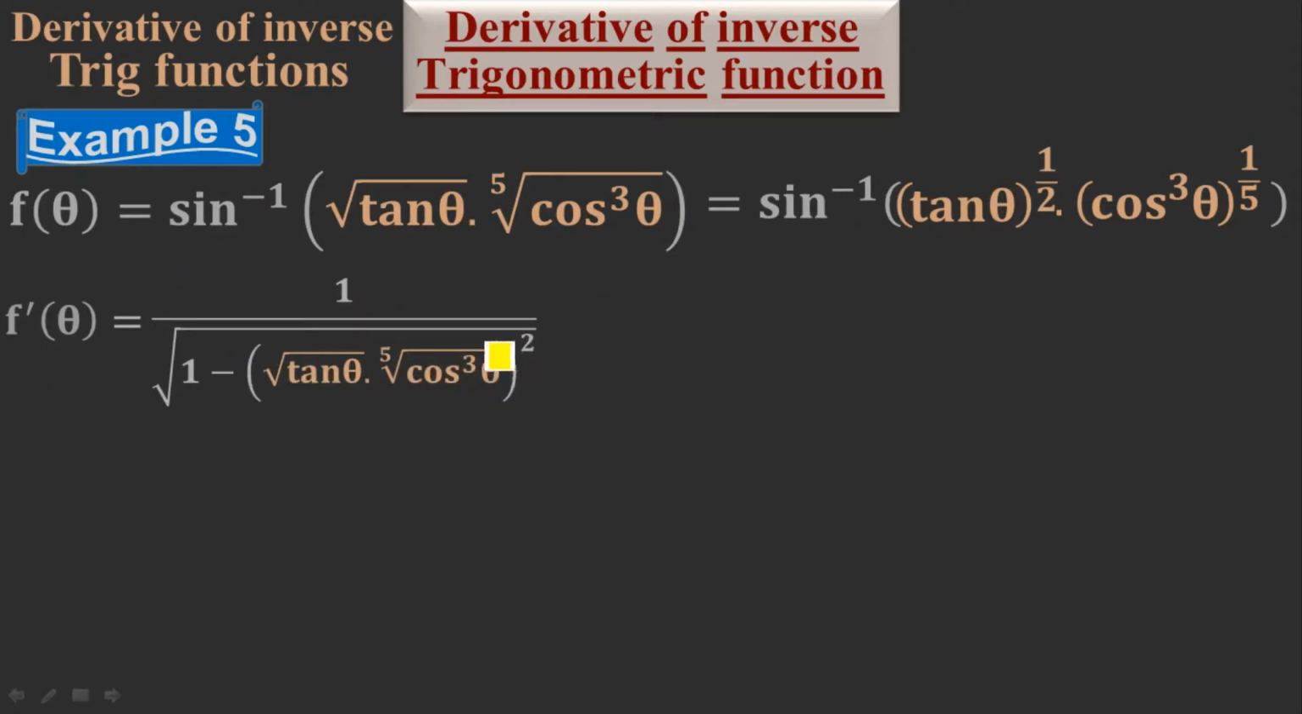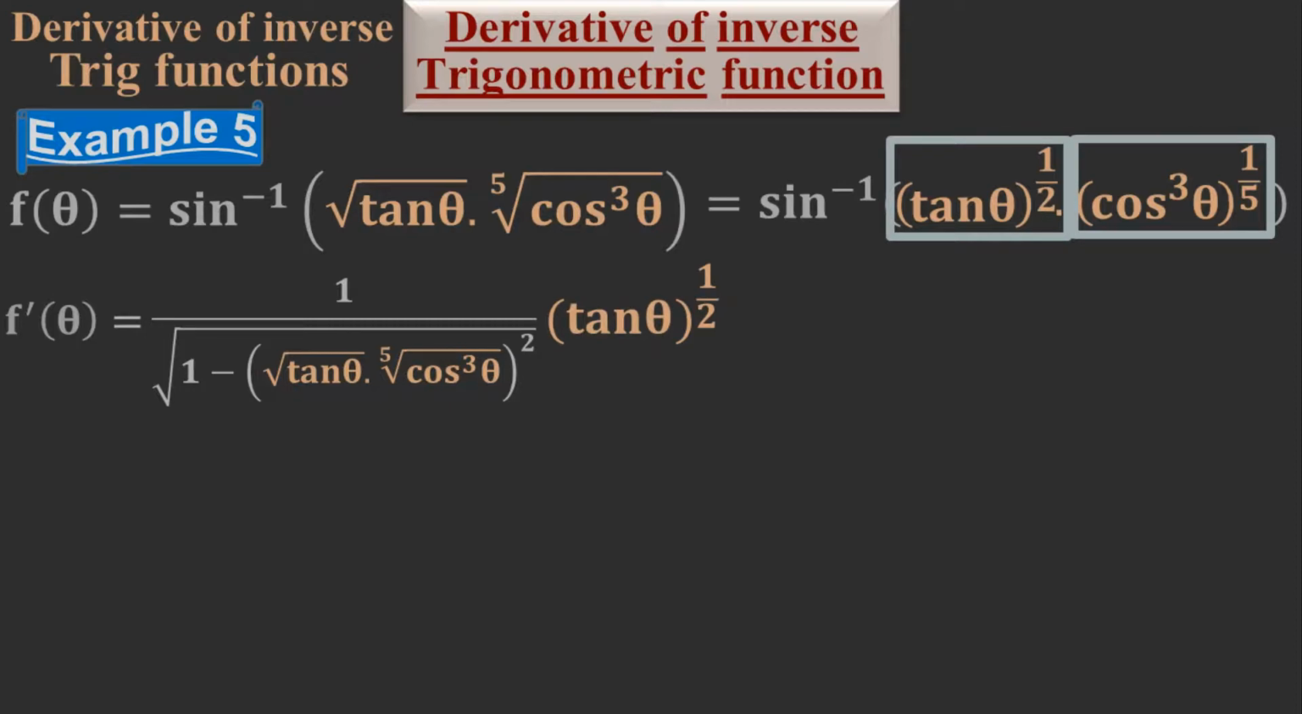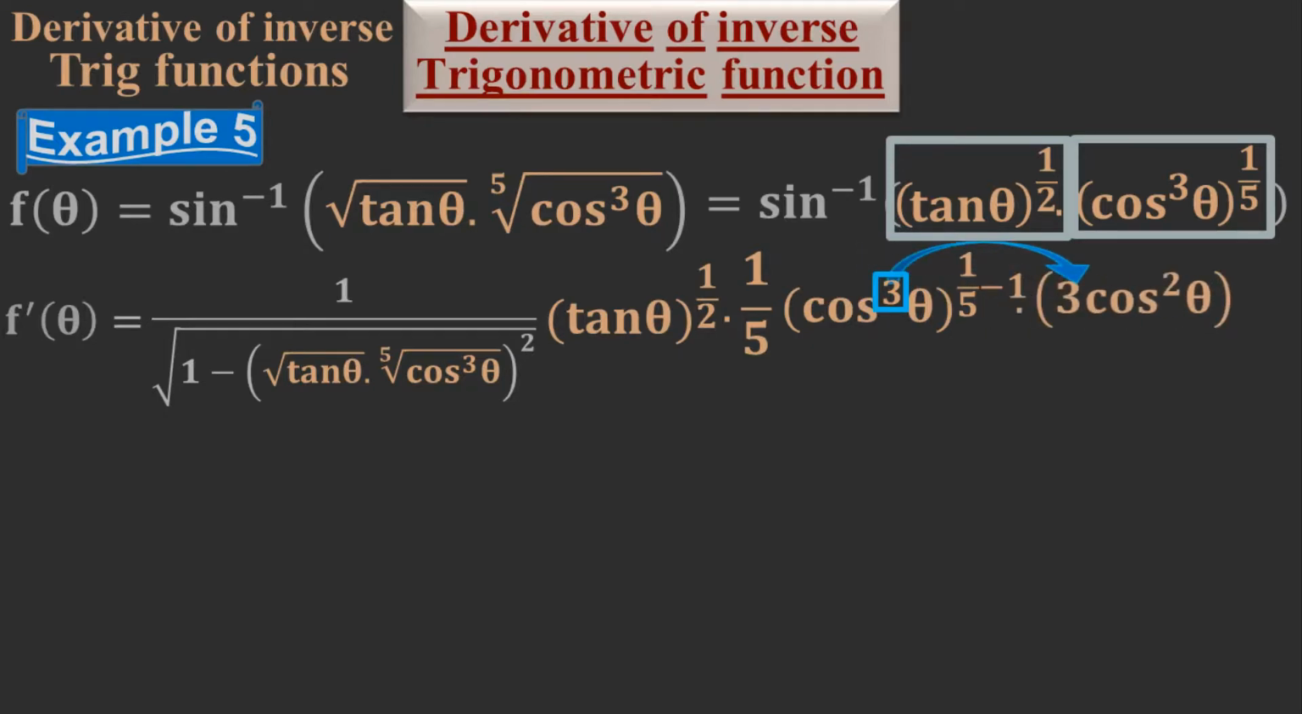Now I'm gonna play with this part, with this brown part, this one. Look at here, it is the product of two functions. So just apply the product rule here. Put tangent theta to the 1/2 as it is, and take the derivative of this term. So cos cube theta to the 1/5 will be 1/5 into cos cube theta to the whole 1/5 minus 1. And then the derivative of the inner function. So here I'm gonna pick 3. It is like x cube. So derivative of cos 3 theta equals to 3 cos square theta.